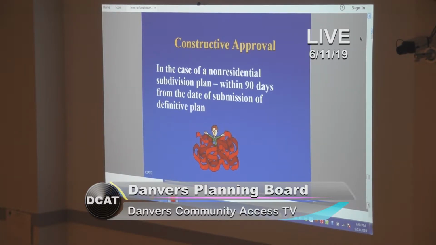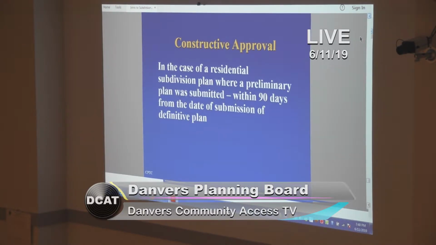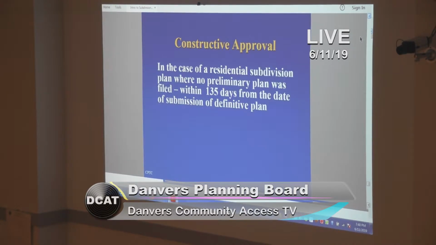So it's a 90-day deadline for a non-residential subdivision or for a residential subdivision that was the subject of a preliminary plan. And then it's, of course, 135 days for a residential subdivision that was not the subject of a preliminary plan. That deadline, of course, can be extended by written agreement. You want to make sure to get it in writing and file it with the town clerk. Most towns, I assume, have a form that you just have someone sign off on, stating a specific date. But then you, of course, want to keep an eye on that specific date.